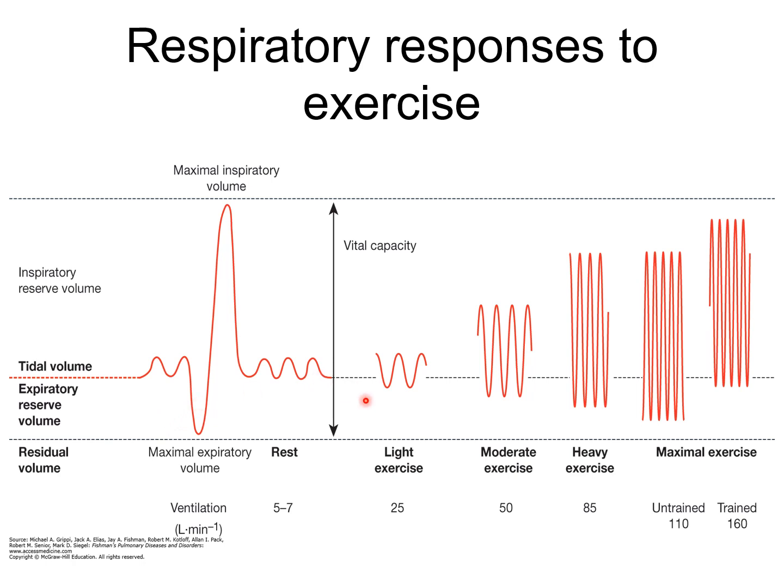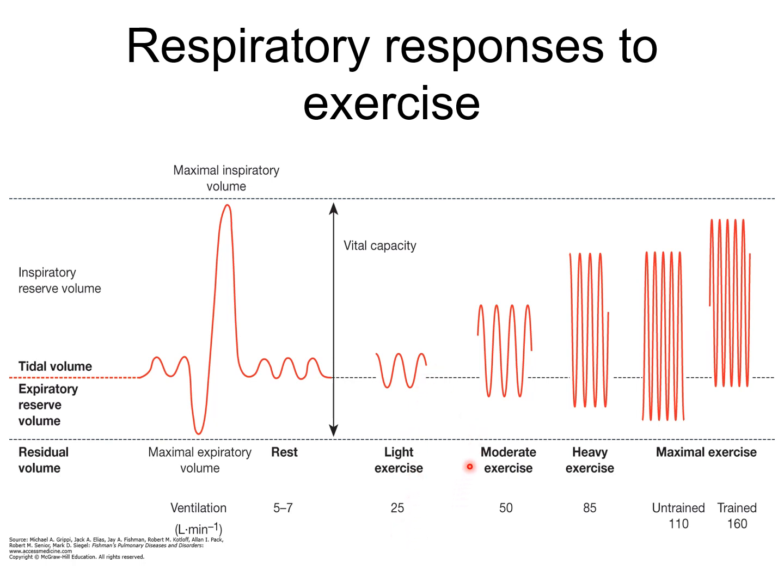As we start to exercise, during light exercise, we can see that maximal expiratory volume is not as great as it is under voluntary expiration at rest, and that's simply because we're not trying very hard. Slightly more than what it is under resting conditions, normal relaxing resting conditions, but still relatively small. Ventilation increased up to about 25 litres per minute.